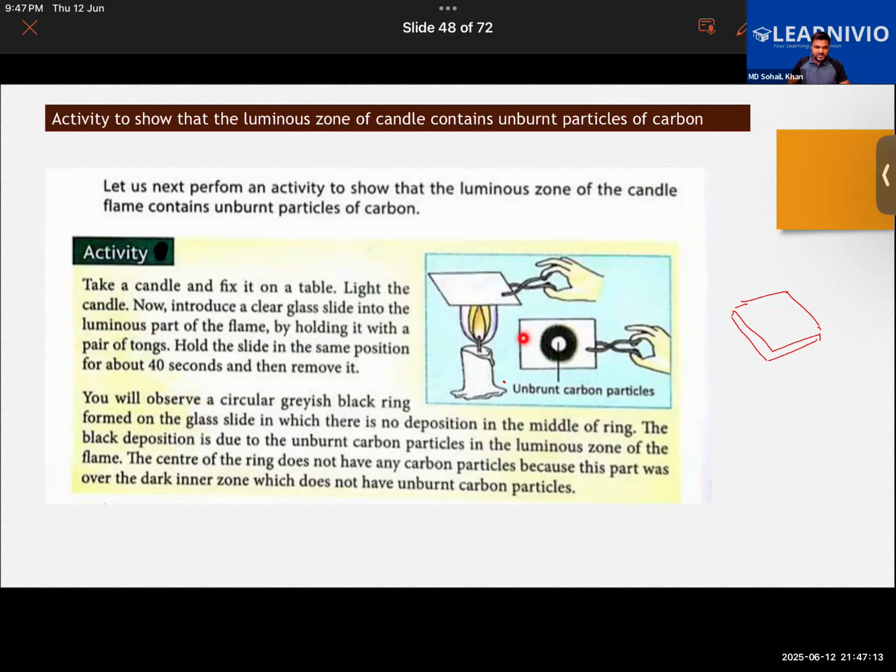Has anyone done this ever? You can do it on a sheet of paper also, by the way, but that's not advisable. But then on our cooking pan or something, there will be deposits. It sticks there as well. On the bottom of the cooking utensils, you can see it will become dark. With time, with repeated use, it becomes dark.